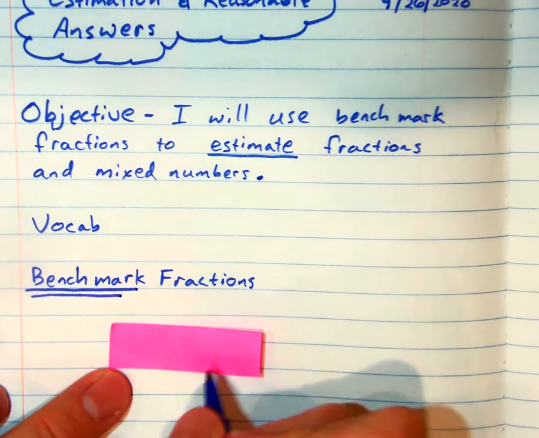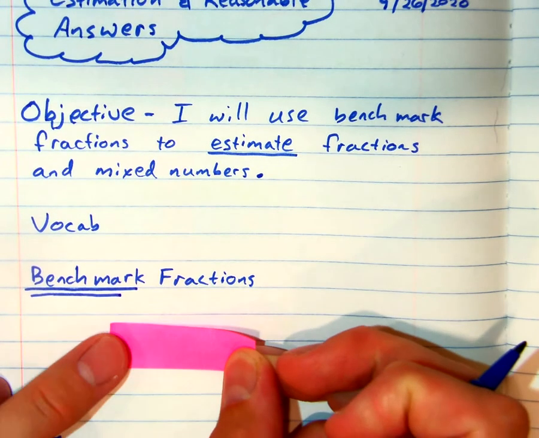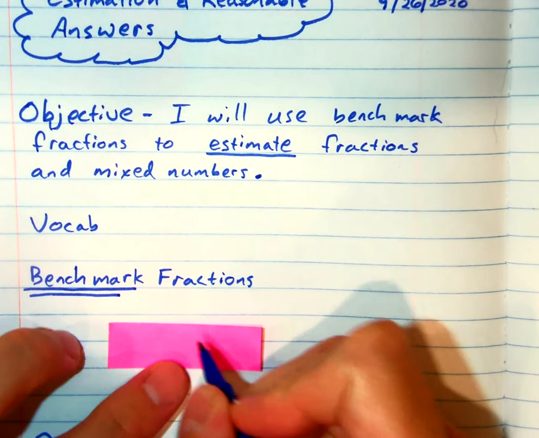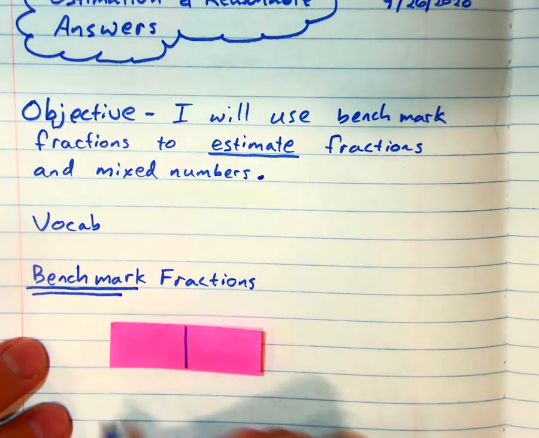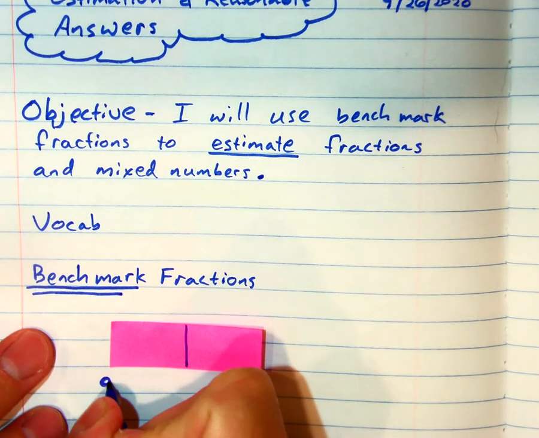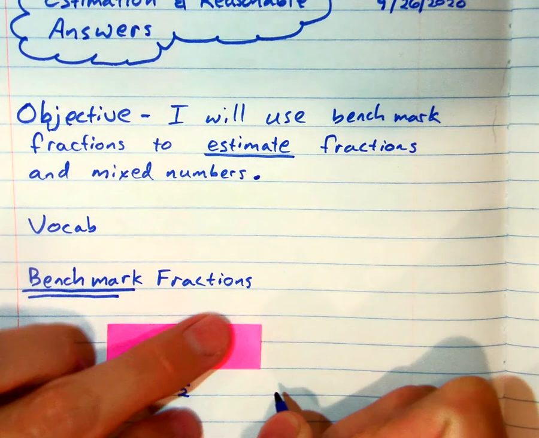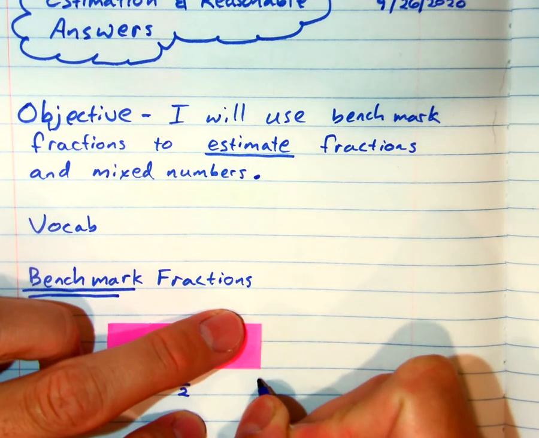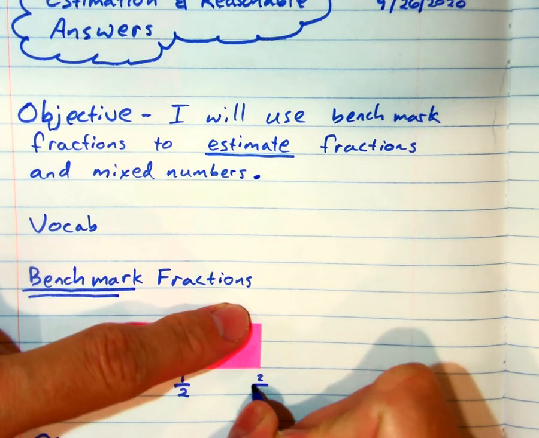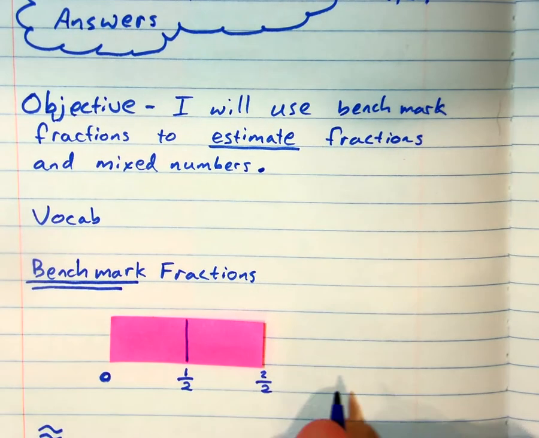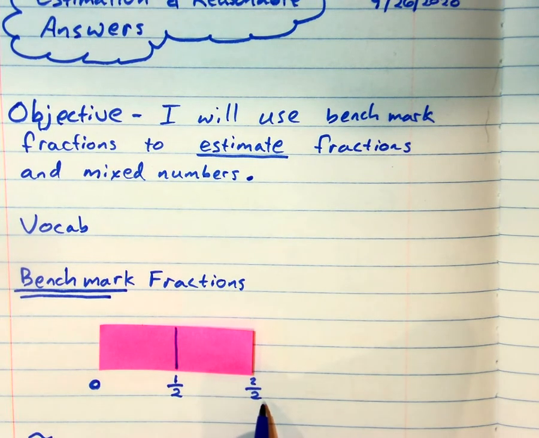So if I have my one whole here, I'm going to put in a couple benchmarks. And there they are. I have 0. I have 1/2. Since I'm using half, let me go 2/2. I've got my whole. So we want to look at fractions and say, is it closer to 0, closer to half, or closer to 1 whole?